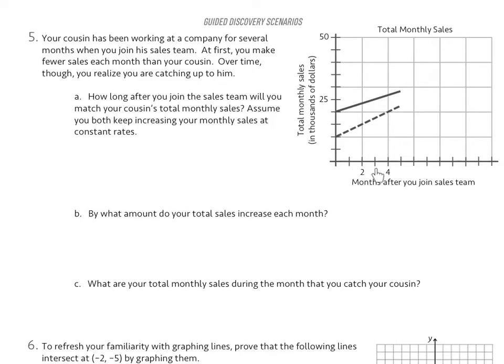So 2 months after you join, 4 months after you join. This axis says total monthly sales in thousands of dollars. So right here is $25,000, and we have 1, 2, 3, 4, 5. So we can add numbers to the scale by realizing that 25 is divided into 5 equal chunks. 25 divided by 5 is 5. So I'll mark 5 here, 10, 15, 20, 25, 30, etc.